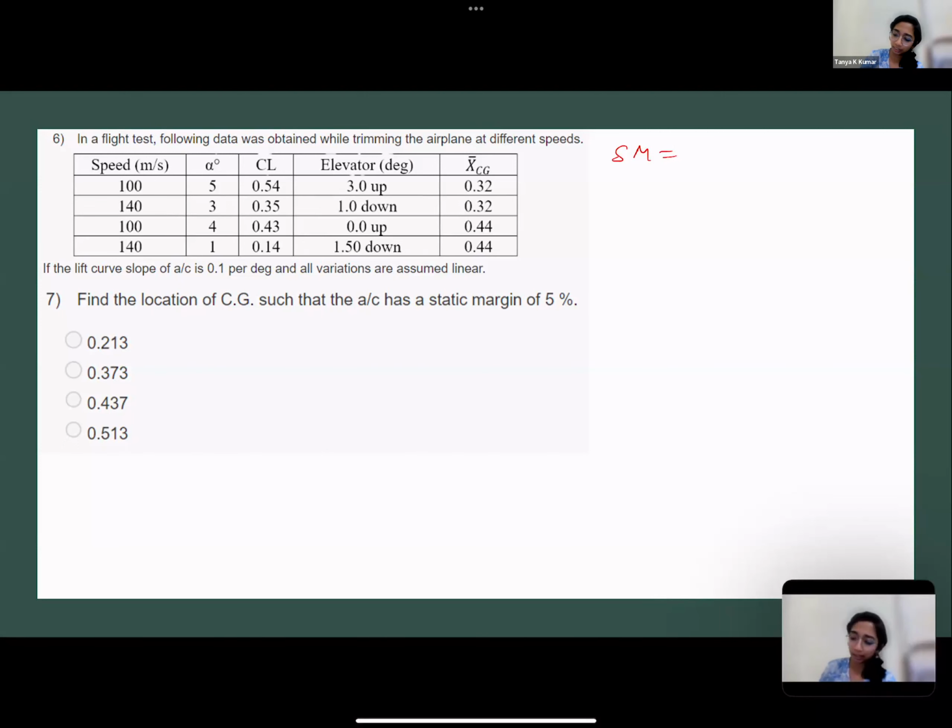X bar NP minus X bar CG. Static margin here they've given you is 5%, so it's 0.05. X bar NP is 0.48 minus X bar CG. So what is X bar CG? What is the value? Around 0.43.